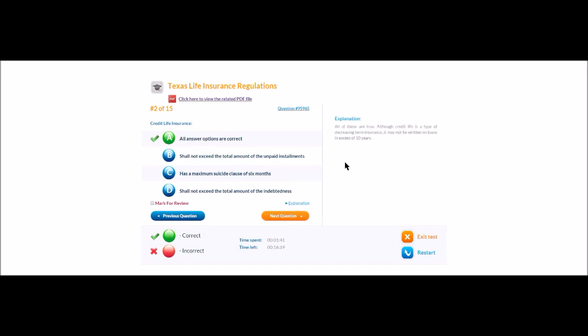Explanation. All of these are true. Although credit life is a type of decreasing term insurance, it may not be written on loans in excess of 10 years. So the correct answer is A. All answer options are correct. Next, number 3.